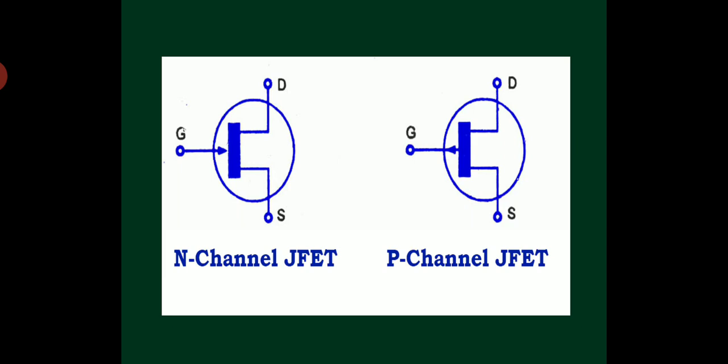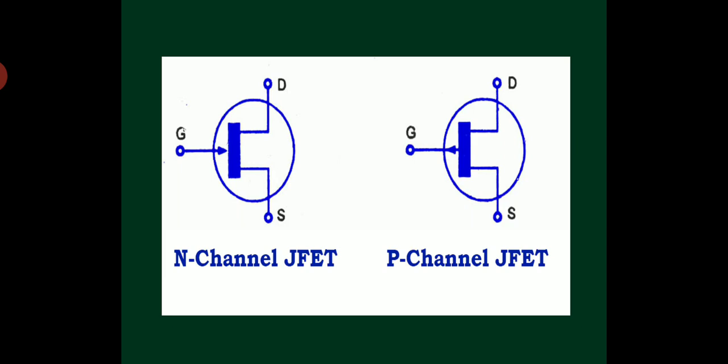The BJT is a current control device. BJT is a current control device, whereas FET is a voltage control device. This is the major difference, right? BJT is a current control device, whereas FET is a voltage control device.